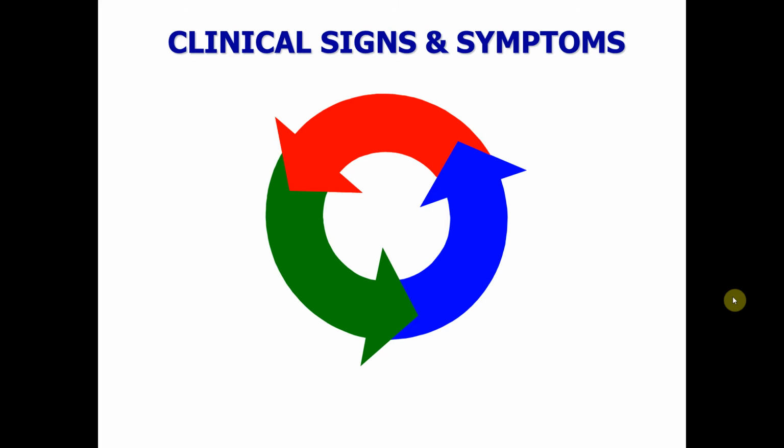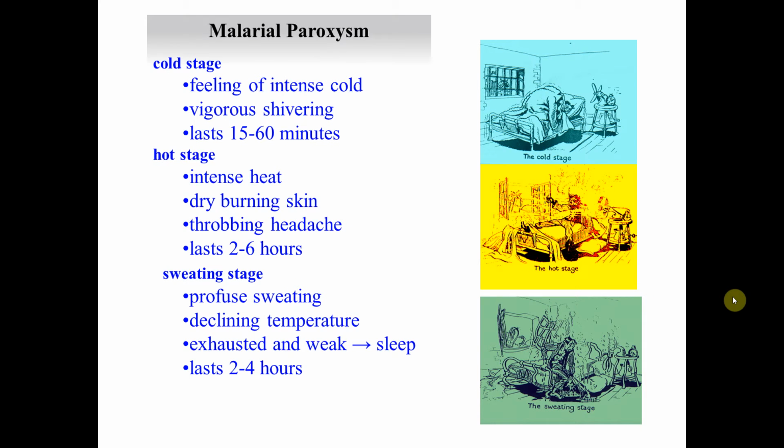These are common clinical signs and symptoms of the malarial infection. In the cold stage, one will experience intense cold chills which last about 15 to 60 minutes. In the hot stage, the person feels intense heat, dry burning skin, and severe headache. This stage can last from 2 to 6 hours. Lastly, there is a sweating stage where the person is profusely sweating. They feel exhausted and weak. There would be declining temperature, and this stage may last from 2 to 4 hours.